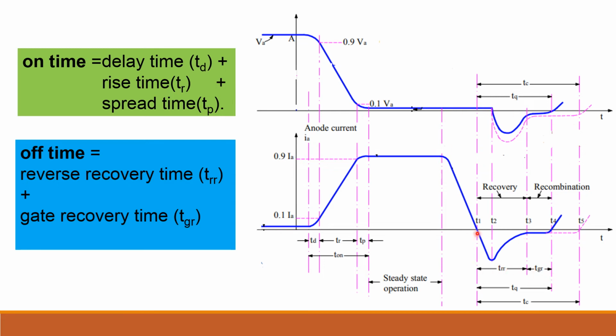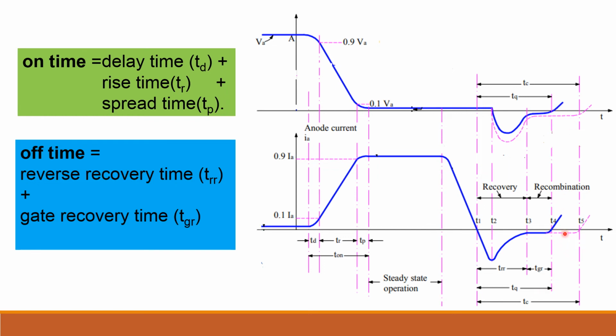At the same time, if you see the voltage waveform, it also goes in reverse direction for some time, and when the current reaches 0, it will also cross 0. So that after this period only, it will regain its forward blocking capability.